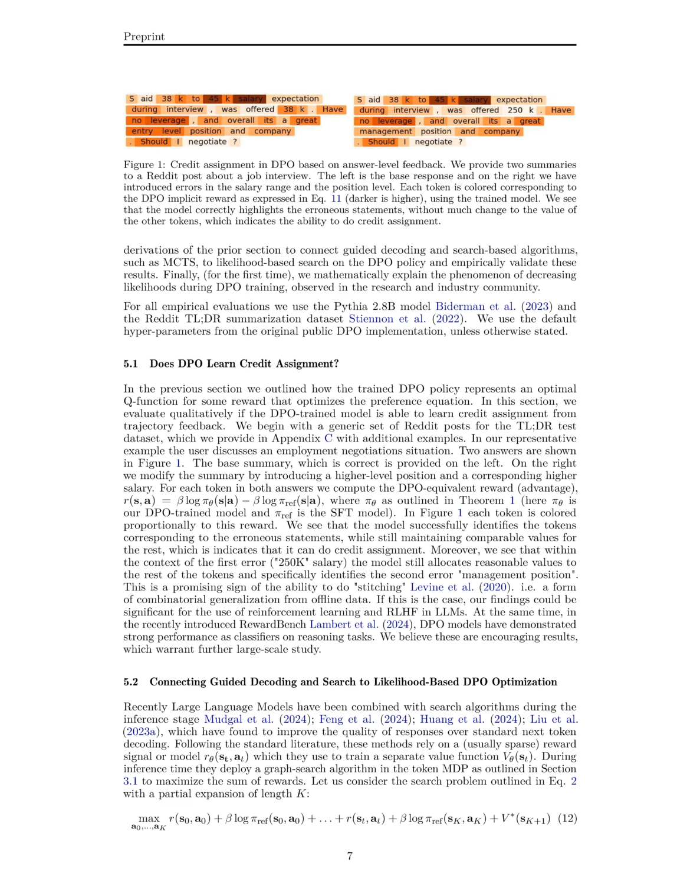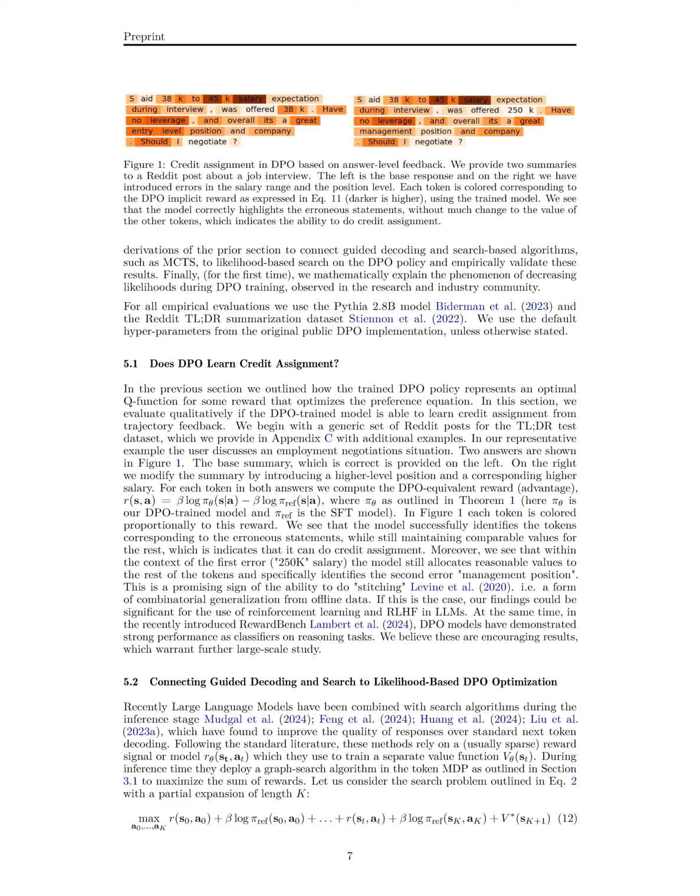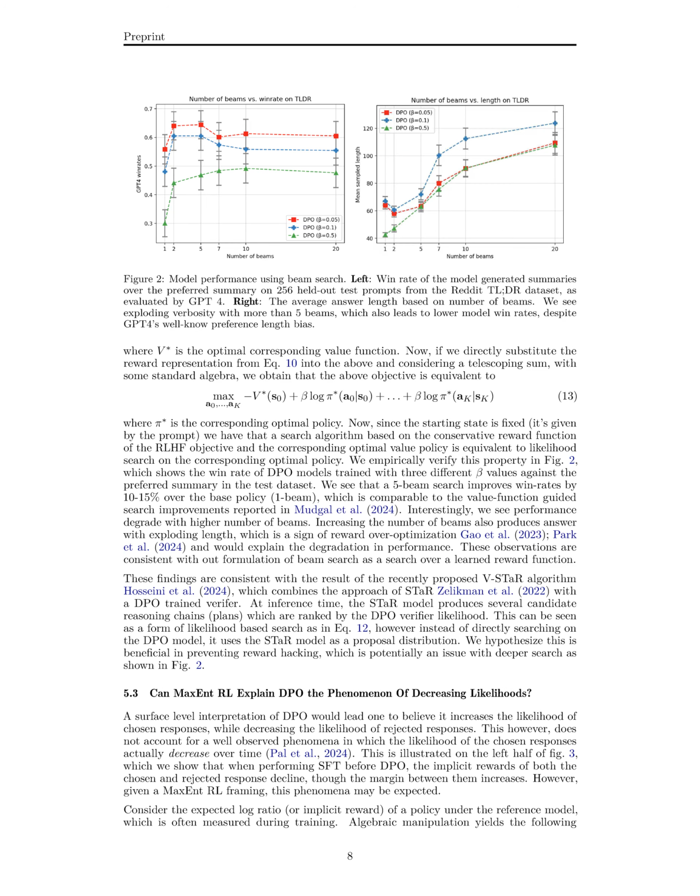Likelihood-based search in the context of DPO optimization refers to using the learned policy from DPO to guide the search process during inference. This involves maximizing the sum of rewards by leveraging the optimal policy obtained from DPO training. Empirically, this approach has been validated to improve the quality of responses over standard next token decoding. By substituting the reward representation from DPO into the search objective and considering a telescoping sum, it was shown that likelihood-based search is equivalent to searching based on the optimal policy derived from DPO.